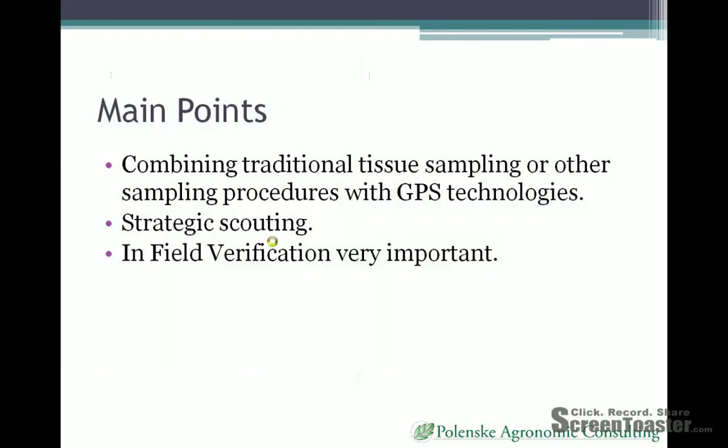So again, my main points are combining traditional tissue sampling or other sampling procedures that you may use today with GPS technologies. By doing that, you can do some more strategic scouting and try to find those bad areas. And also that in-field verification is very important.